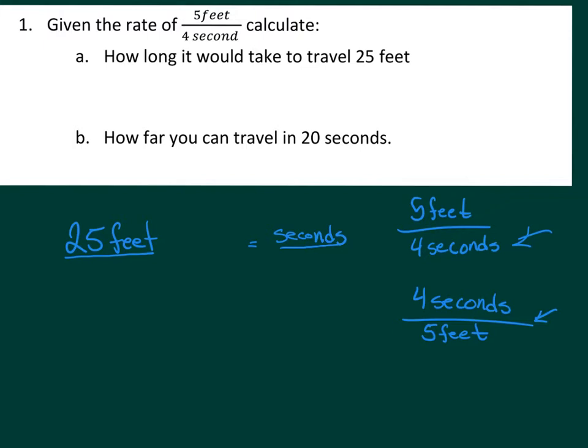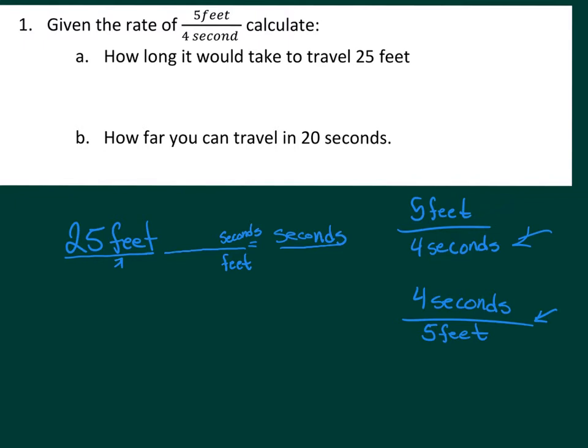And so I've got to think about, what do I want to have happen? Well, I don't want feet in my answer. So I know that I've got to get these feet over here to cancel out. So there in the numerator, if I want my feet to cancel out, then I want my feet to be in the denominator. Well, if my feet are going to cancel out, then what do I want to have left? I want to have my seconds. So I'm going to leave that in my numerator.